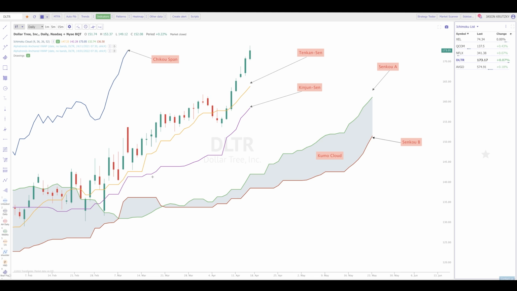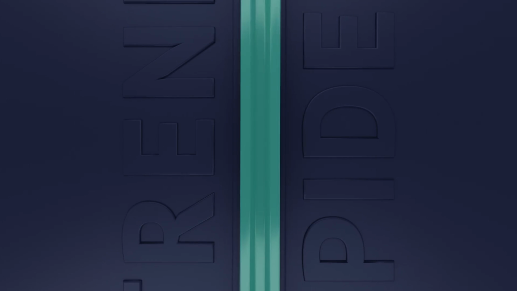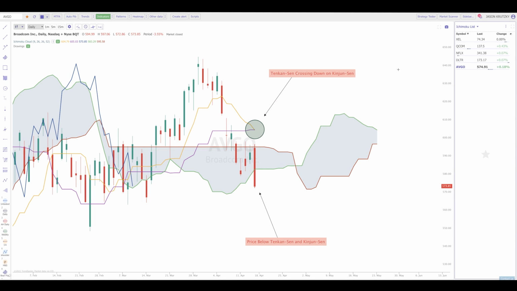Now that we understand the basics of bullish and bearish scenarios, let's talk through some actionable setups. First, let's go through a bearish setup. One of the early indications of a bearish setup is when the Tenkan Sen line crosses down on the Kinjin Sen line. We can see that occurring right now here on AVGO. To give this setup a bit more strength, we want to see that price is closing below both the Tenkan Sen and the Kinjin Sen lines.